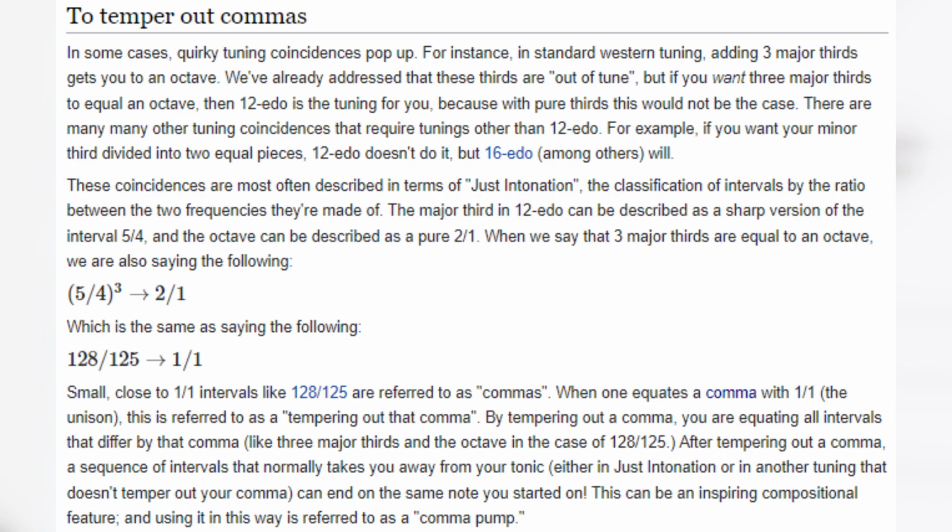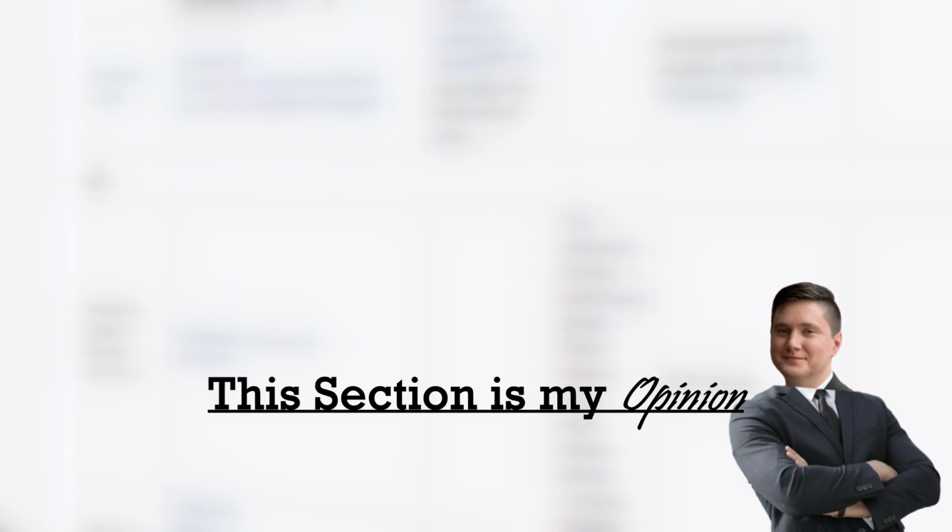After tempering out a comma, a sequence of intervals that normally takes you away from your tonic, either in just intonation or in another tuning that doesn't temper out your comma, can end on the same note you started on. This can be an inspiring compositional feature, and using it in this way is referred to as a comma pump. Yeah, no argument about this one. I barely understand it. So yeah.